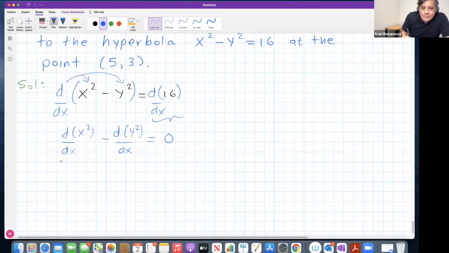Okay, but now the derivative of x squared, what would that be? Well, that would be 2 coming down, multiplying x raised to 1 less 1. Minus. Here, the derivative of this guy, what is it? Well, the derivative that comes to mind is 2y. But since this expression is in terms of y, not in terms of x like before, we have to attach this dy/dx. That equals 0.